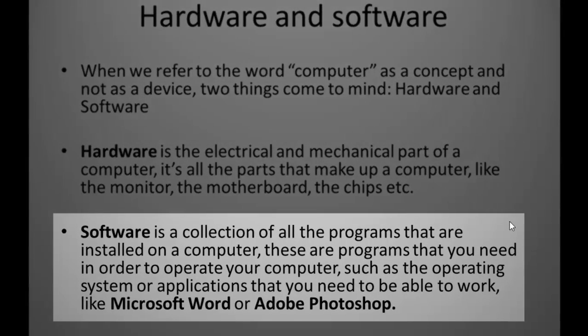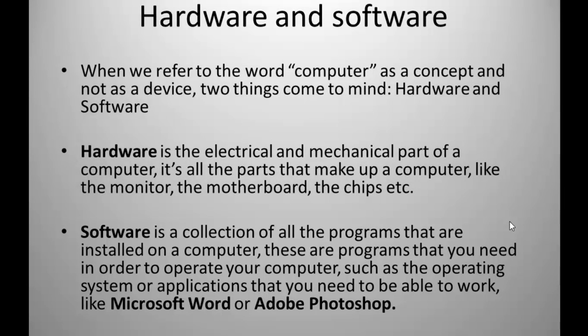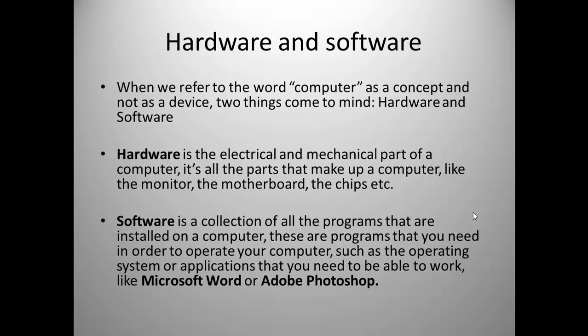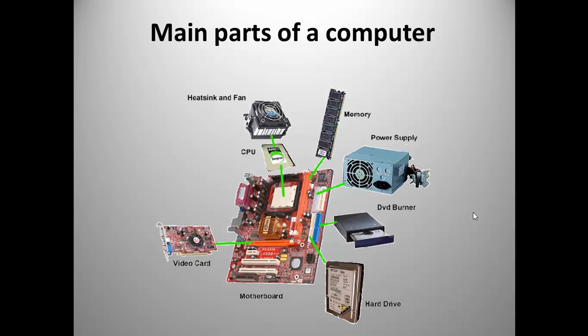The software, however, is a collection of all the programs that are installed on your computer. These are programs that you need in order to operate your computer, such as the operating system and all of the applications that you need to be able to work, like Microsoft Word, Excel, Adobe Photoshop. All of those programs and the operating system and every single set of instructions that you have inside your computer is called software. Alright, today we're going to learn about the main parts of a computer.